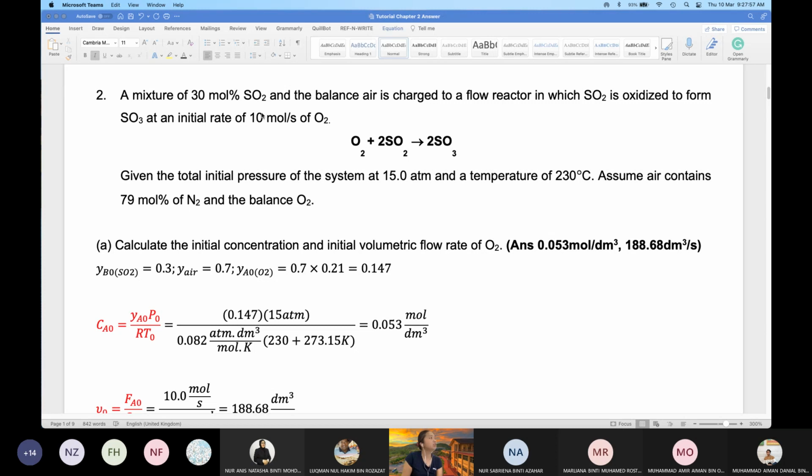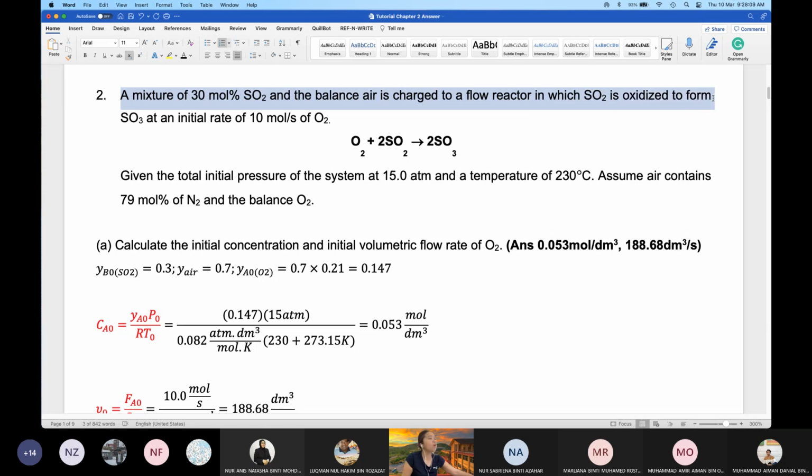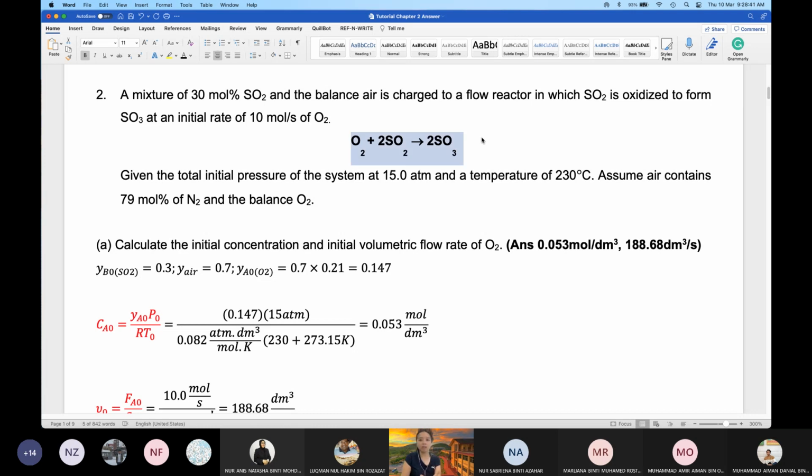The second question says, a mixture of 30 mole percent SO2 and the balance air is charged to a flow reactor in which SO2 is oxidized to form SO3 at an initial rate of 10 mole per second of O2. Okay, so you see, from the very first sentence, you have a few pieces of information you need to digest. So first information, dia kata charge to a flow reactor. Initially, yang masuk dalam reactor tu consists of 30 mole percent SO2 dan balance dia air. Okay, so you see the question, the chemical reaction is between oxygen gas and SO2. So SO2 punya mole percent is 30%, and the remainder, 70%, is air.